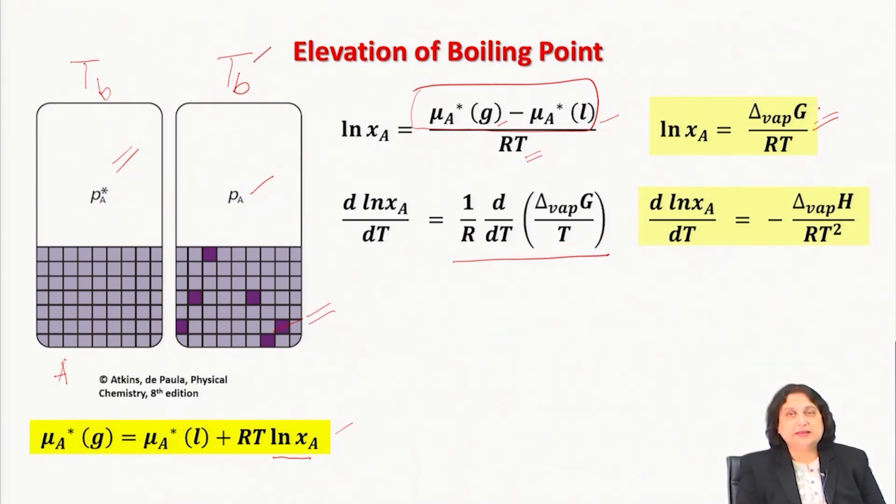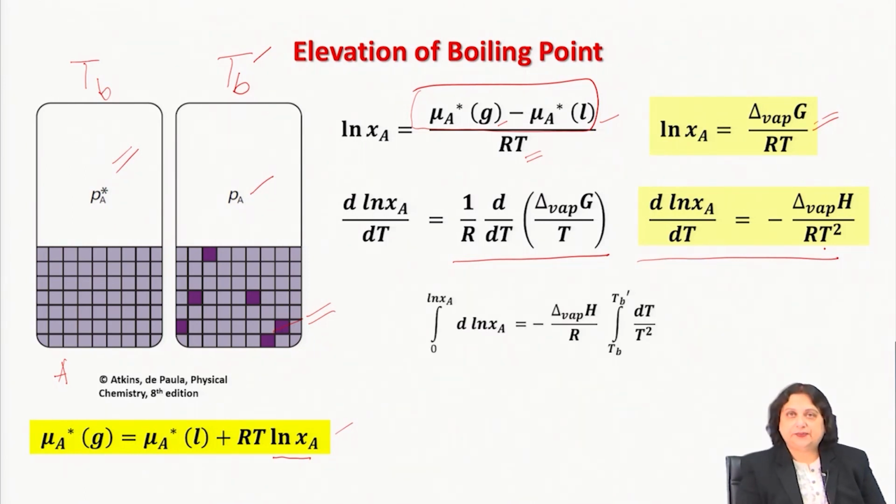I can replace this derivative by minus delta H vaporization, which is nothing but the enthalpy of vaporization when the pure solvent A has its liquid and vapor phase coexisting in equilibrium, and delta H vaporization is the change in enthalpy during the vaporization process. Now, this differential form of the equation can be made more useful, and we can integrate it.